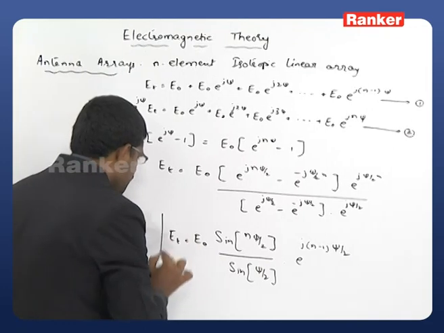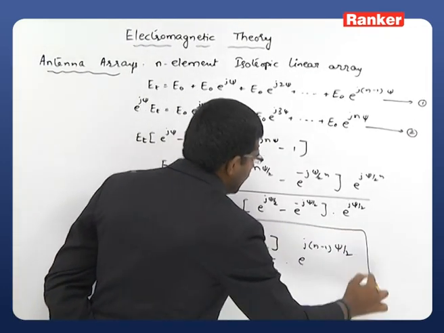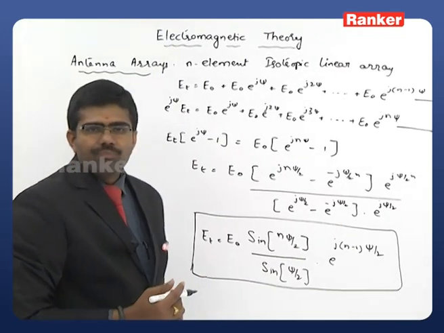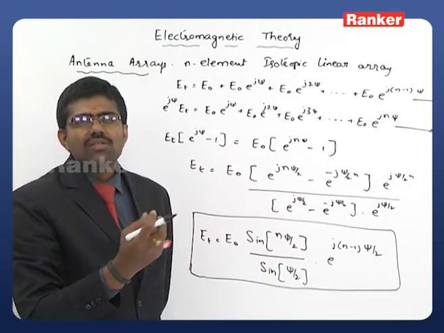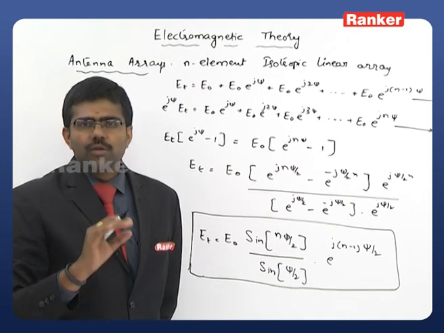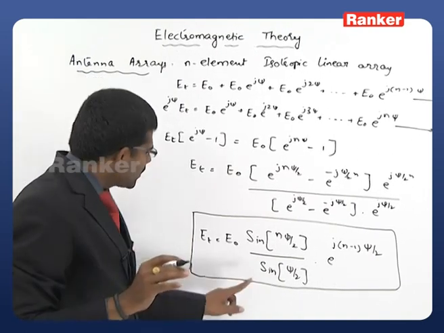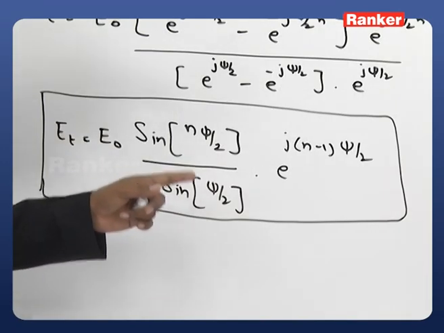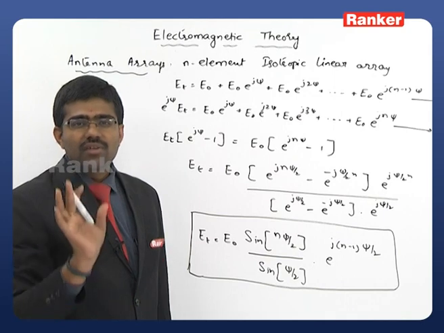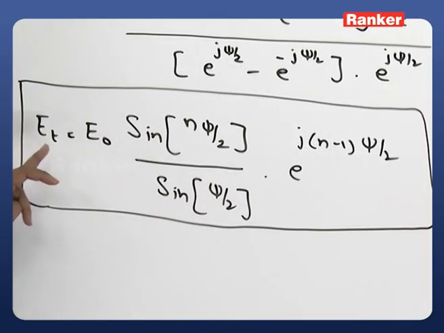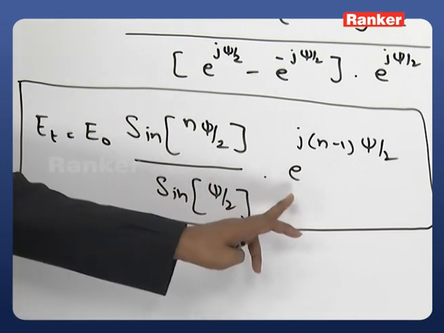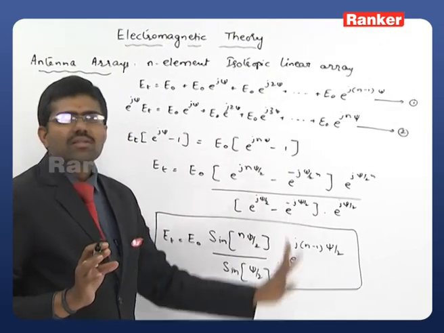So this is the equation of total electric field intensity because of our n element array. All the isotropic sources are arranged linearly, and initially we are applying the same amplitude to them, and there is some initial phase difference of alpha. Because of the path difference, there is some other phase difference, they will be added. The total phase difference is psi. After that, we will get the total electric field intensity as E naught sin n psi by 2 divided by sin psi by 2 e power j (n minus 1) psi by 2.